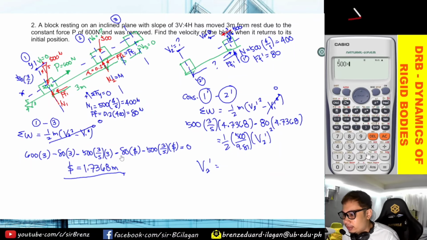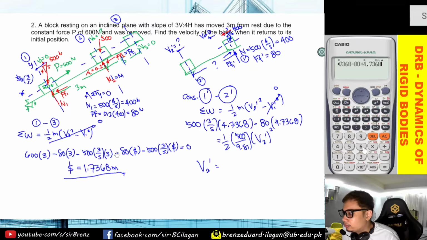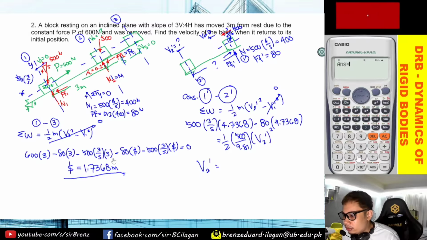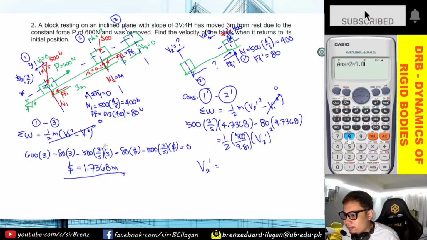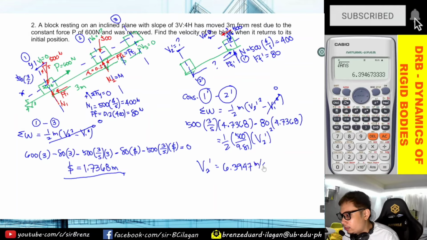So, 500 times 3 divided by 5 times 4.7368 minus 80 times 4.7368, times 2 times 9.81, then divided by 500, and then the square root of the answer, which is 6.3947 meters per second.